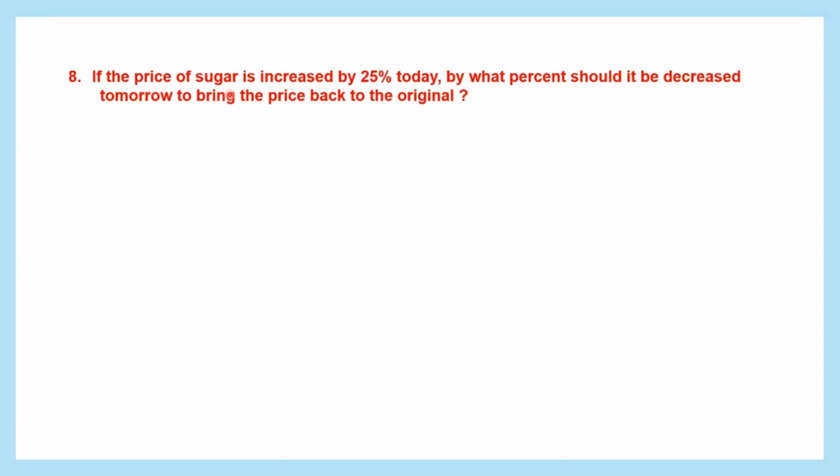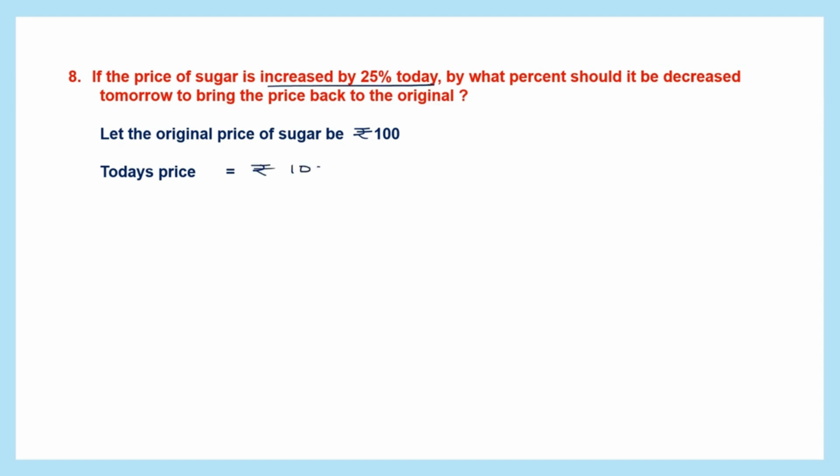Question 8. If the price of sugar is increased by 25% today, by what percent should it be decreased tomorrow to bring the price back to the original? Okay, so let the original price of sugar be 100 rupees. Let's consider this to be 100 rupees. Now, it says the price of sugar is increased by 25% today. Today's price will be 100 rupees plus 25% which is 25 rupees. So that makes it 125 rupees.